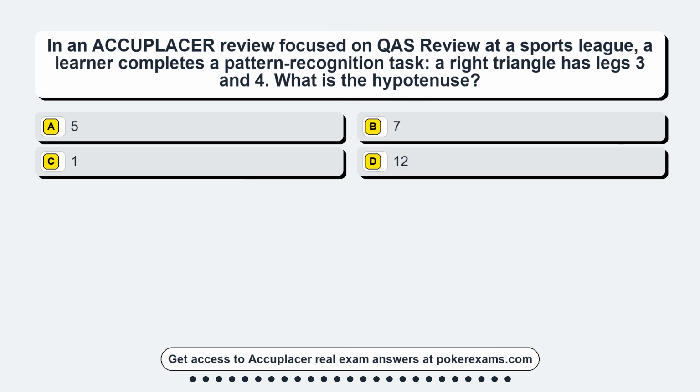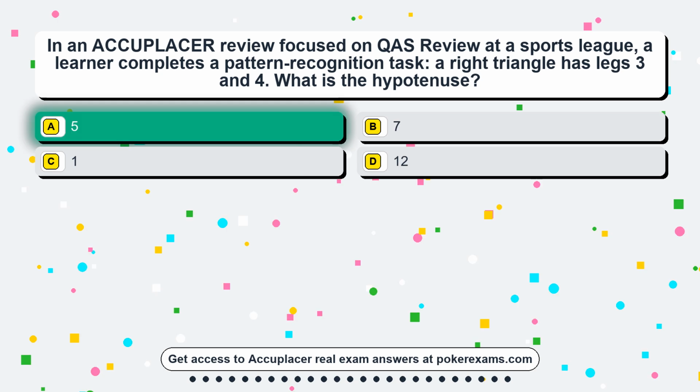Question 15. In an ACCUPLACER review focused on QAS review at a sports league, a learner completes a pattern-recognition task. A right triangle has legs 3 and 4. What is the hypotenuse? Option A, 5. Option B, 7. Option C, 1. Option D, 12. The correct answer is option A, 5.